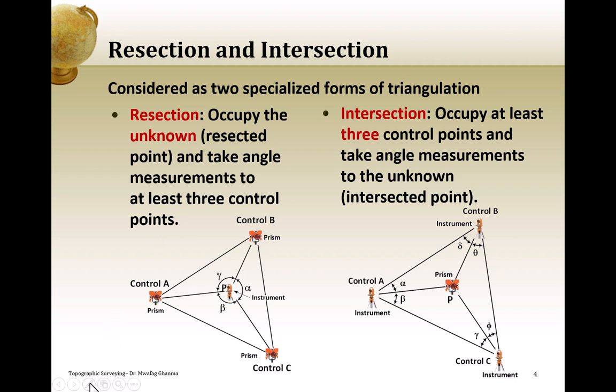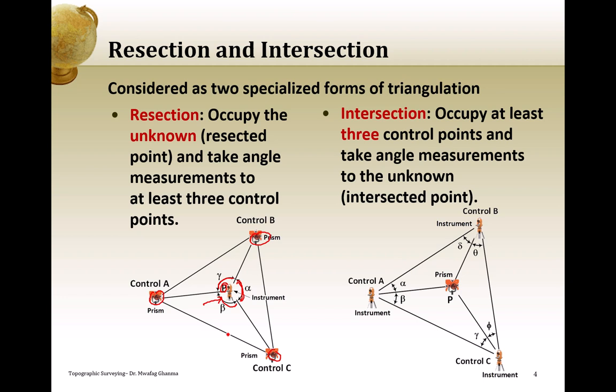As you can see here, we will take the instrument and set it up on the unknown point, which usually we call control P, and then we will be measuring the angles between point A and point B, and then point B and C, which is this angle. So this is between A and B, this one is between B and C, and for the beta angle, which is between A and C.